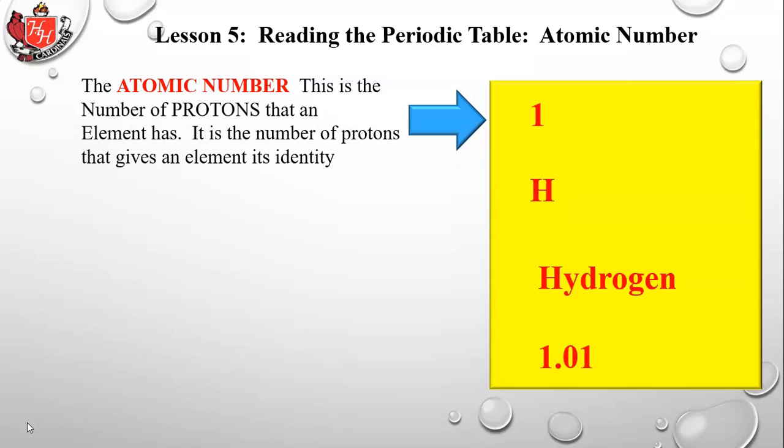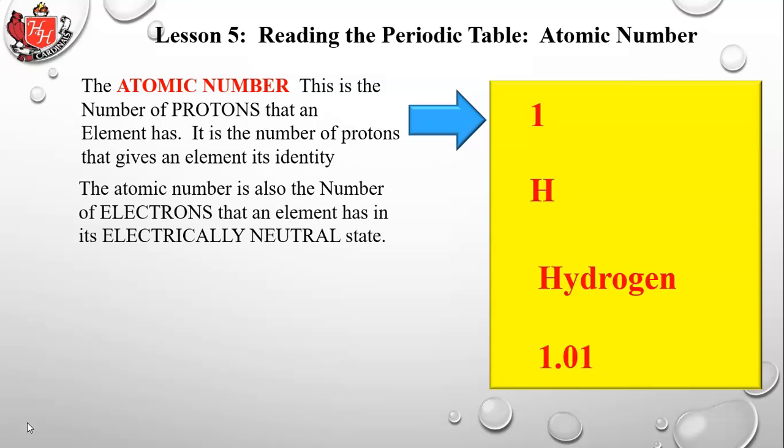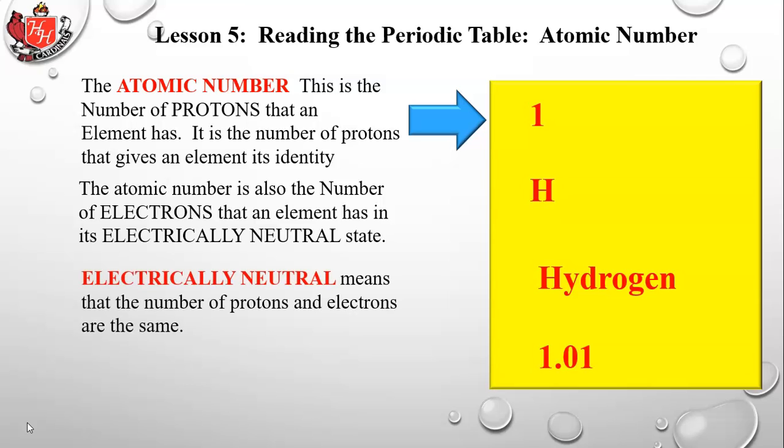Hydrogen must have one proton. So the atomic number is also the number of electrons that an element has in its electrically neutral state. Electrically neutral means that the number of protons and electrons are the same. Atomic number is also called Z number. We generally don't use that phrase a lot, but you can see it, so become familiar with that Z number.